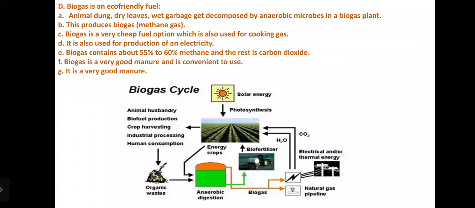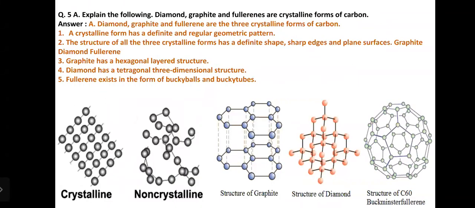Next question is explain the following. Diamond, graphite and fullerenes are crystalline forms of carbon. Now why are diamond, graphite and fullerenes crystalline? Since we know what a crystalline form is, then why do we call diamond, graphite and fullerenes crystalline? So the reason for that is the answer.